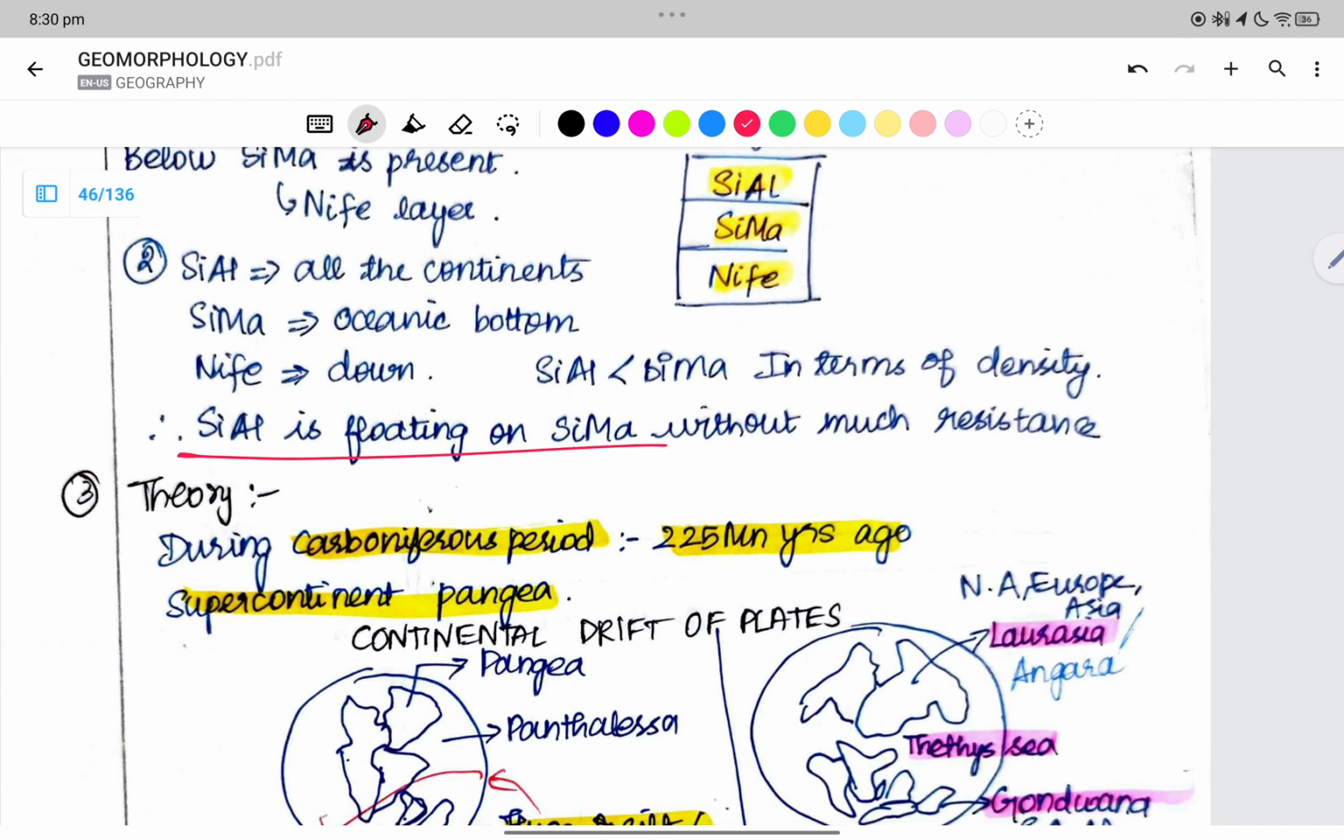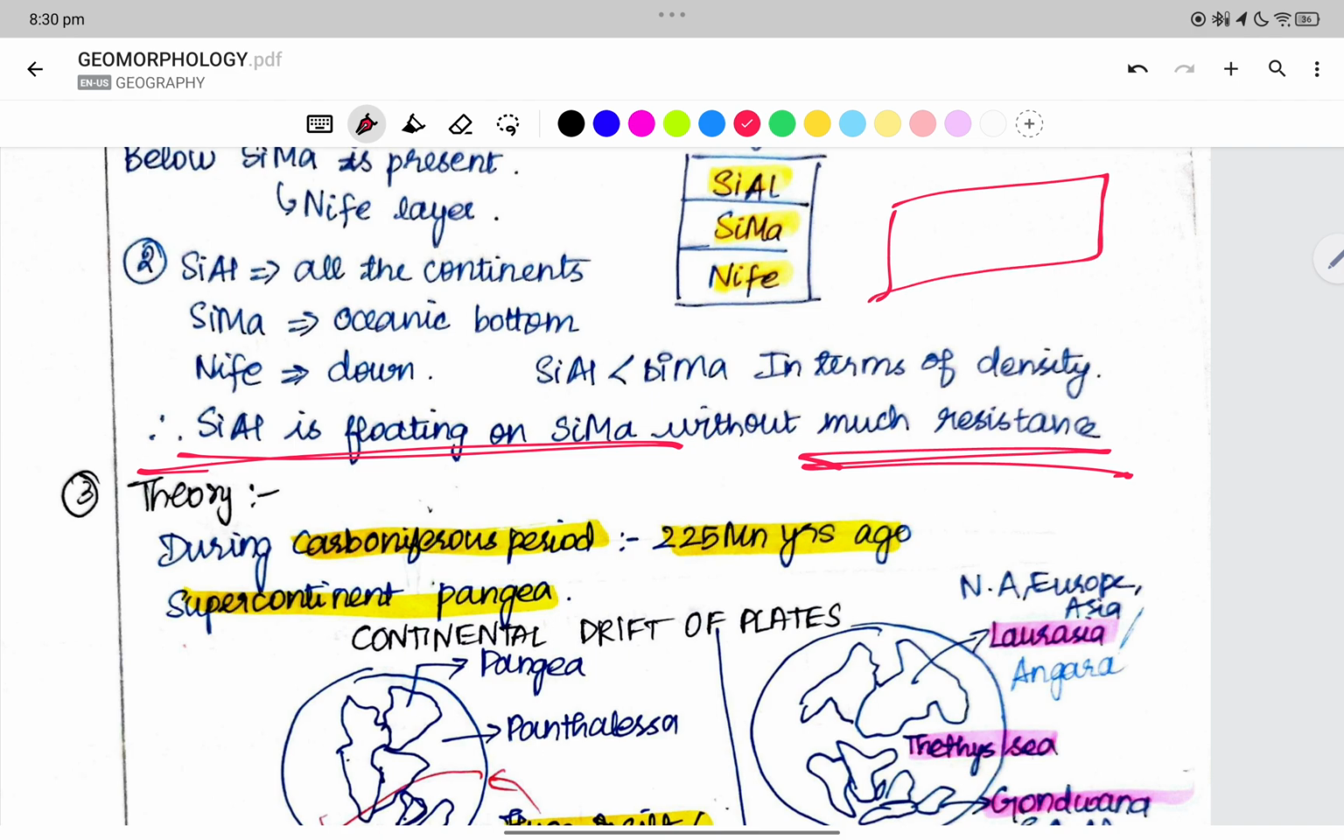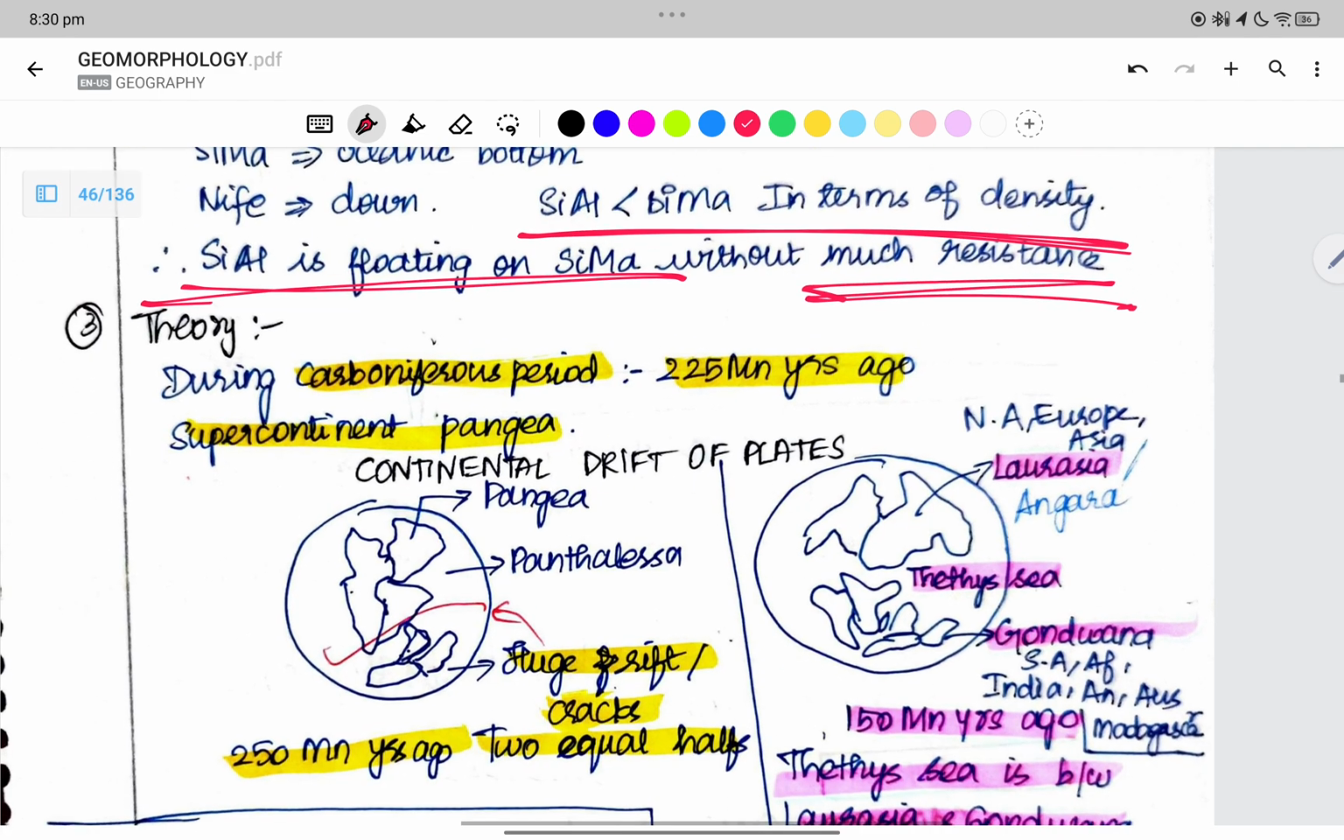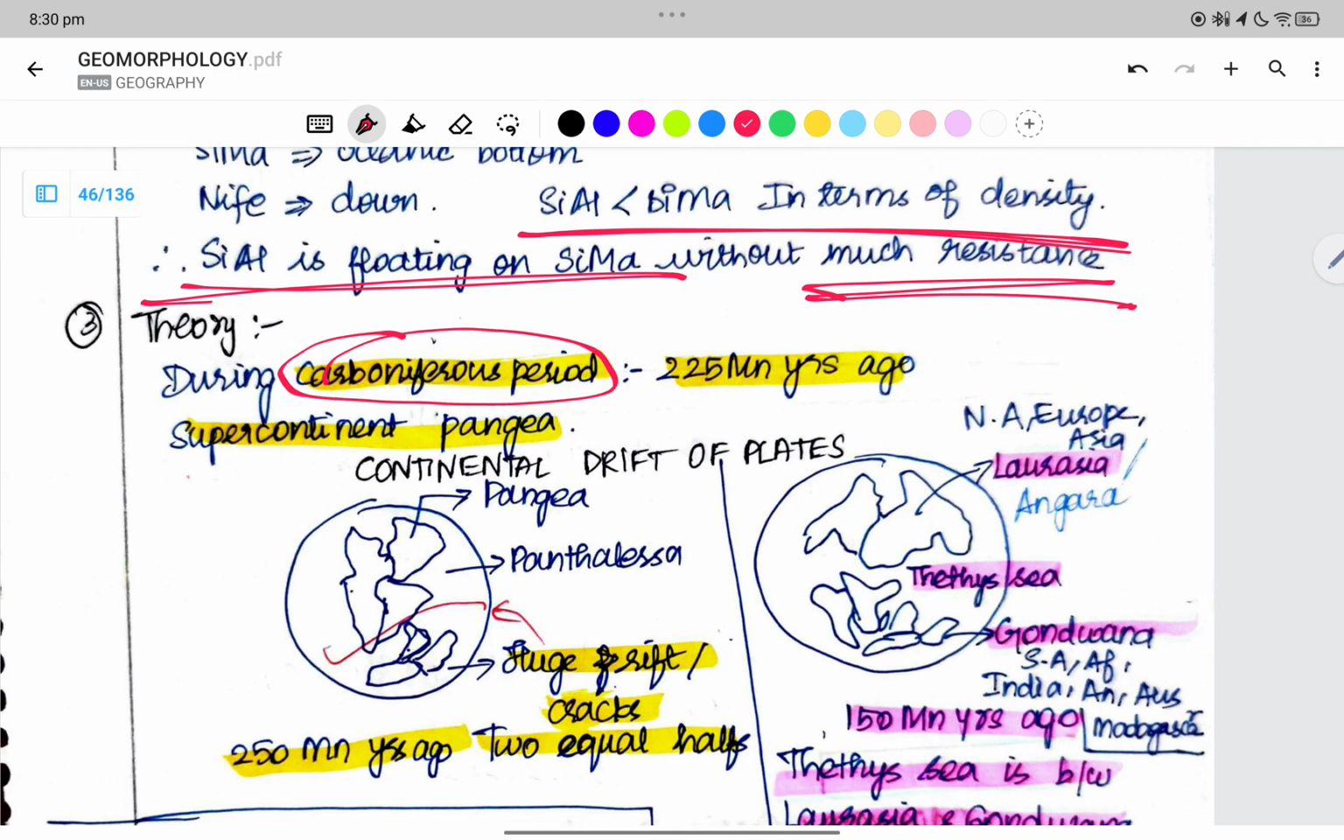Now, Sial is floating on Sima without much resistance, right? Just as thermocol floats on the ocean without any resistance, because in terms of density it is much lesser. The theory is that during the Carboniferous, cracks developed, followed by submergence, right?